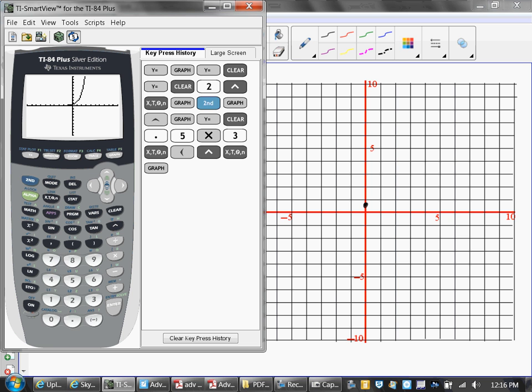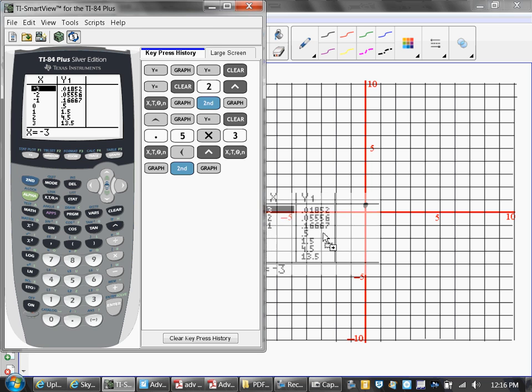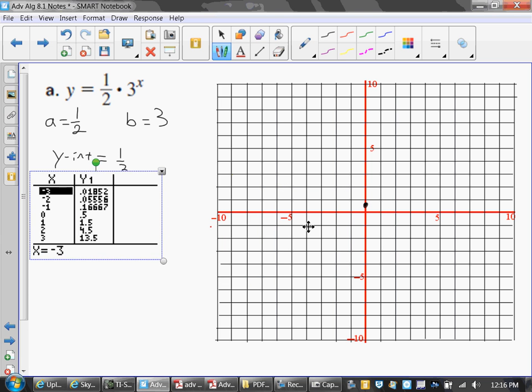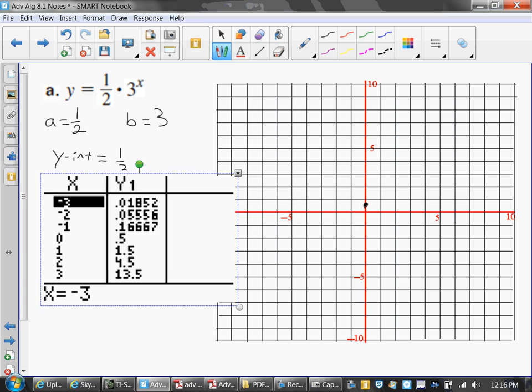So we know it's going from left to right. So go to your table. I'm just going to dump my table onto here so we can work with it. You guys have them in front of you. As you look at this table, it's giving you some pretty gnarly looking decimals, isn't it? At -1, it's 0.1666, whatever. At -1, it's about here.